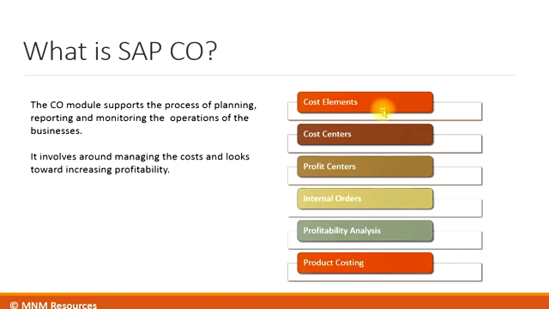So the subcomponents of the CO module revolve around cost elements. Cost elements is actually a mirroring of the GL accounts, but specifically for revenue and expense accounts. So the CO module is more towards the P&L statement or the income statement of an organization. That's why the revenue and expense accounts are usually mapped as cost elements. Then you have cost centers. Cost centers, mostly the divisions or departments of an organization, are mapped as cost centers.